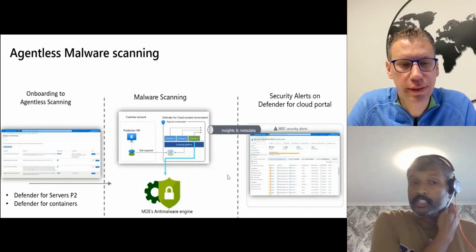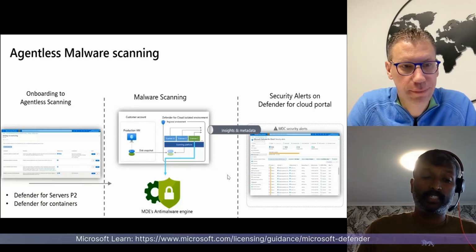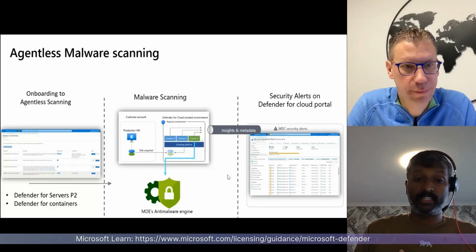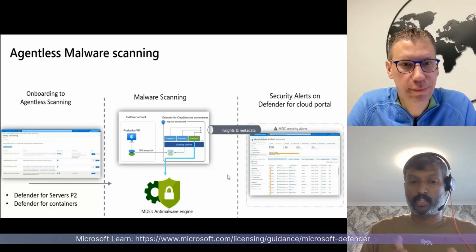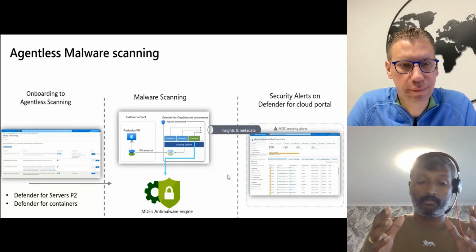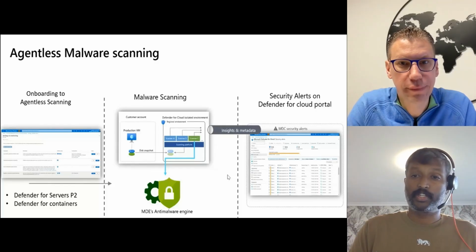This is for malware scanning for the nodes. We have to make sure the Defender for Servers Plan 2 license has been covered and Defender for Containers has been enabled. Then it runs malware scanning using Microsoft Defender for Endpoint across the protection of the customer nodes, which is the AKS worker node, and gets the information.